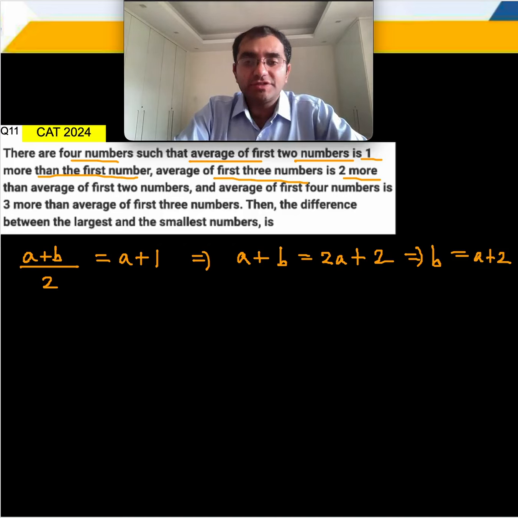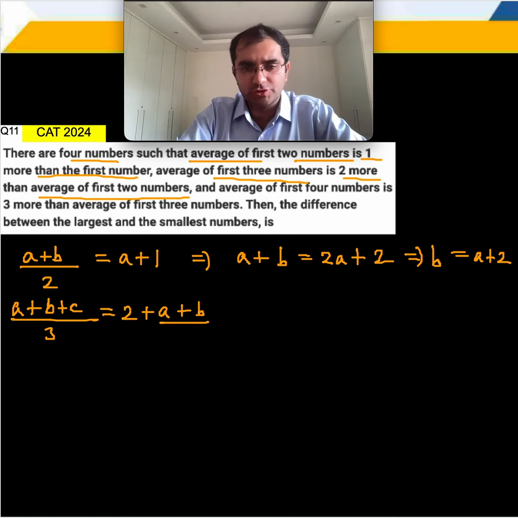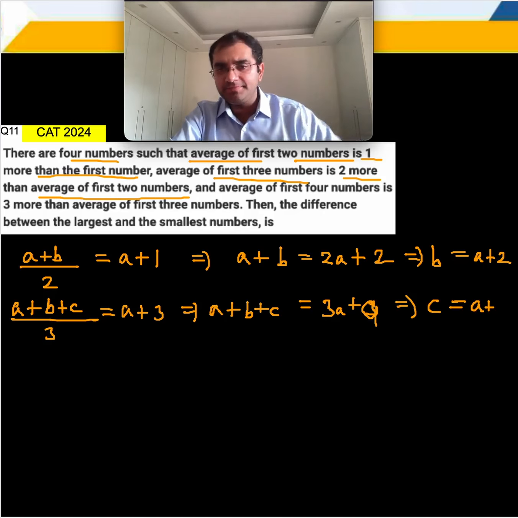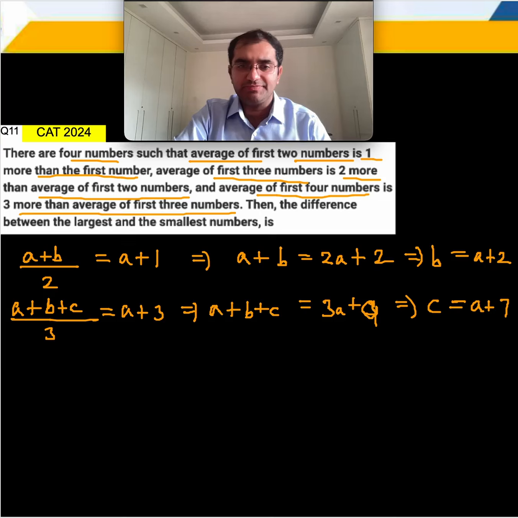Average of the first 3 numbers is 2 more than the first 2. First 3 का average is 2 more than first 2 का average. ये जो A plus B upon 2 equal to A plus 1 था, उसको ऊपर से उठा के यहाँ पे डाल देते हैं. A plus 1 which becomes A plus 3, will cross multiply. तो A प्लस B प्लस C आ गया 3A plus 9. तो A प्लस B प्लस C में से if you subtract A plus B you'll get C, ठीक है, यहाँ पे C आ जाएगा आपका, which is A plus 7. So the third number is even larger, and we'll take the fourth.